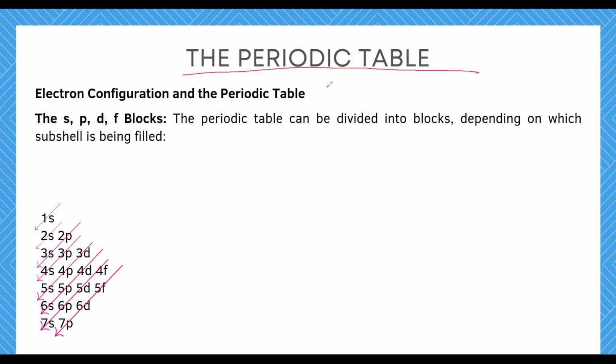Okay? So now, first things first, I want you to understand that electronic configuration and the periodic table have a connection, and that connection is what we want to see. That connection is what we call the SPDF blocks. Now, don't get confused, okay? I'm going to be explaining each and everything in detail.